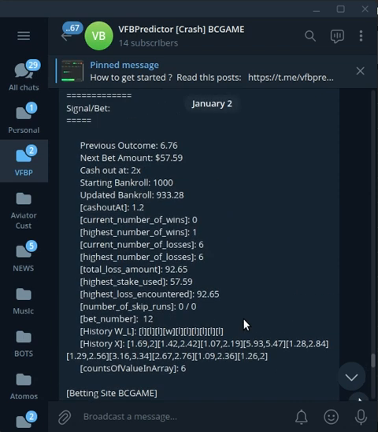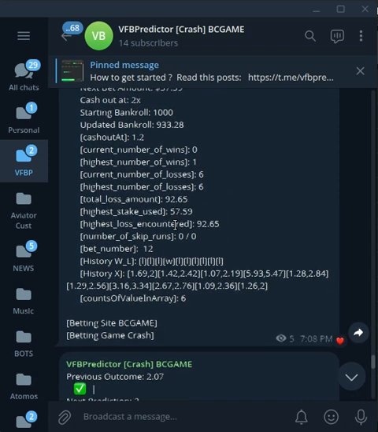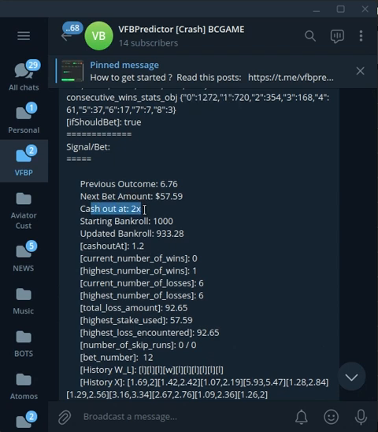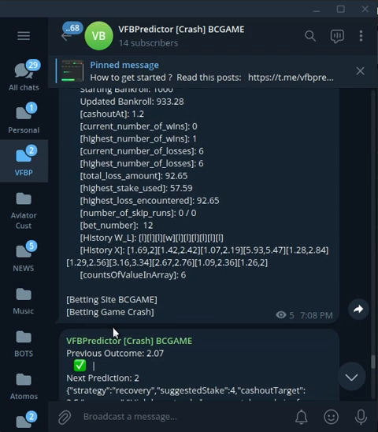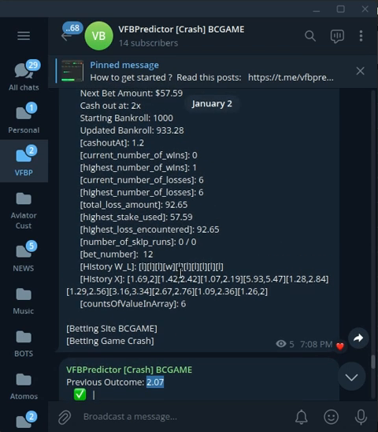So did this one win? Let's see. Yeah, this one won, cash out at 2x, and the previous outcome was 2.07, so that one was a win. So we had how many losses? 1 2 3 4 5 6. This is a counter for the current number of losses. Here you have 6 losses, and that is the highest number of losses we have had so far. And our bankroll had reached down to 933.28, right?